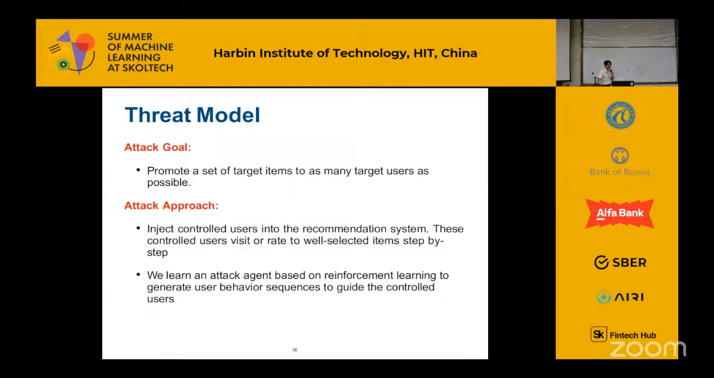And the attack approach here is that we can inject controlled users into the recommendation system, and they will carry out the visit or the rating behavior step according to the guidance. The guidance is proposed by the attack model step by step.